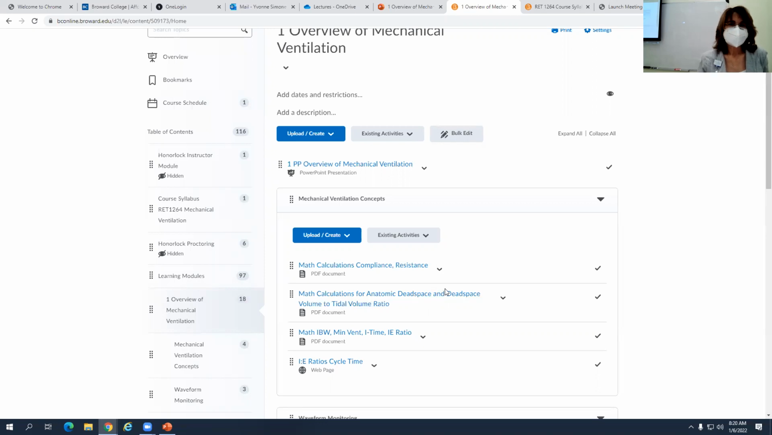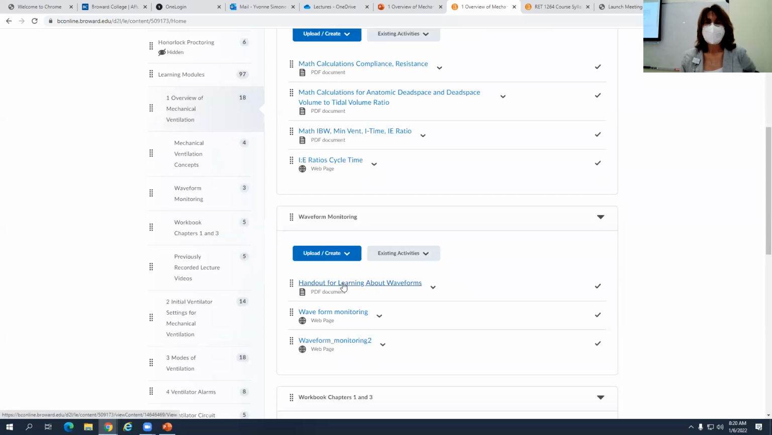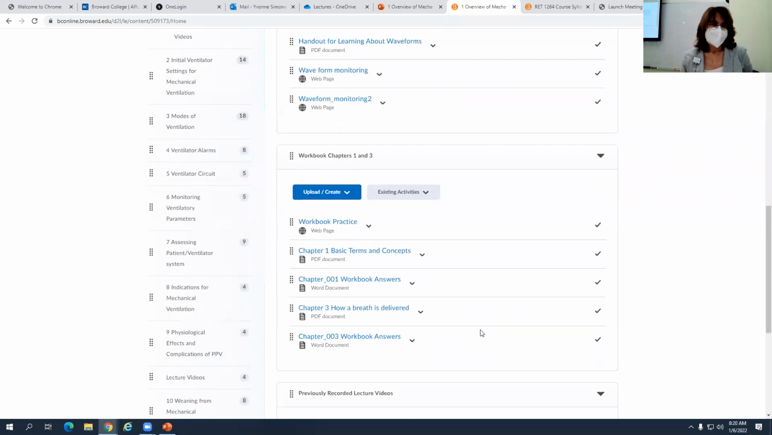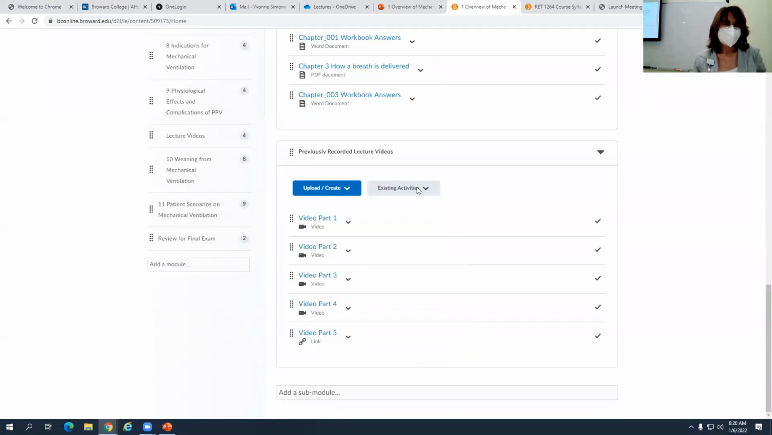Yeah, what I'm showing you right now is from the first module, and it has all of the different practice with the math calculations. We're going to learn about waveform monitoring on the ventilator. So you've got some samples of those. And then I've got an older workbook that I put the chapter in D2L. So you have it along with what questions to use and then the answers. And then the older videos are down here.